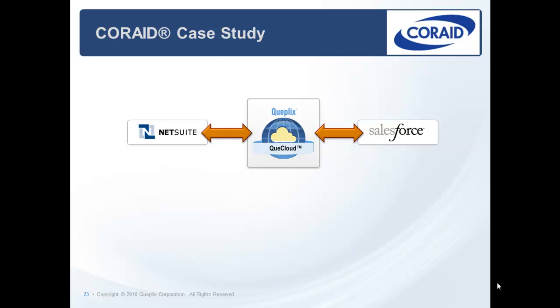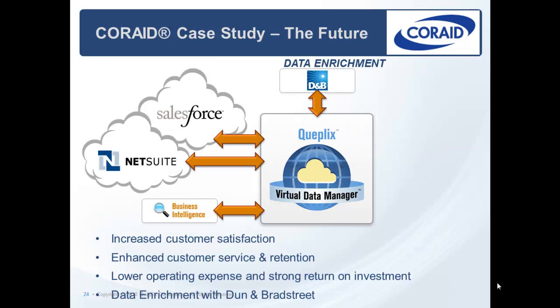CoRaid, of course, tied together two sources, but their view for the future was that they wanted to move to data enrichment, to automating the inflow from a source like D&B, so that at the time of entry, either in Salesforce or NetSuite, things like addresses and zip codes could be analyzed and corrected if required. So this is their future vision for how this system might look with a tie to things like business intelligence.